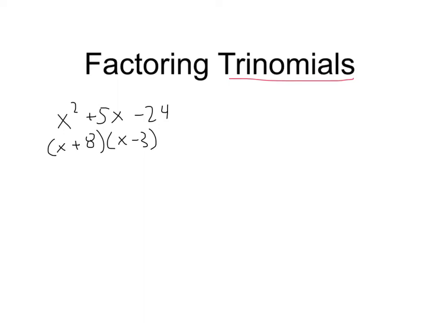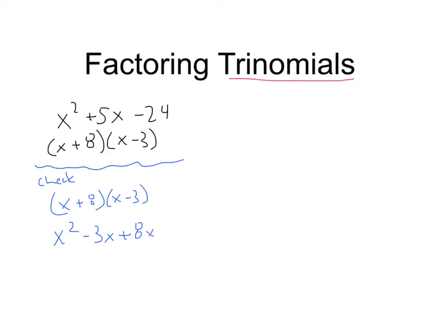I'm going to show you how to do that in a little bit, but first let's make sure we understand this. So let me repeat that. We're taking this trinomial and factoring it, turning it into a multiplication problem. And here's the answer. How do we know that's right? Well, if you wanted, you could check it. If I multiply x plus 8 times x minus 3, that would be x squared minus 3x plus 8x minus 24, which does simplify to x squared plus 5x minus 24. So that does check out.